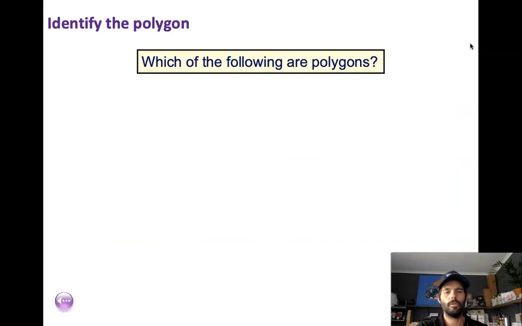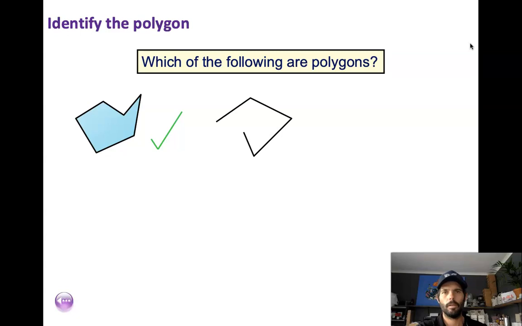Right, so I need you to identify the polygons. So which of the following are polygons? That is a polygon, yes. Okay, I'll give you a couple seconds. Is that a polygon? No, it's not. And if your reason is that it's not a closed shape, then that would be absolutely correct. Is that a polygon?